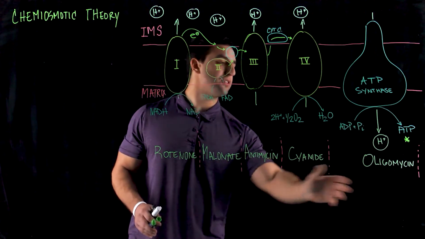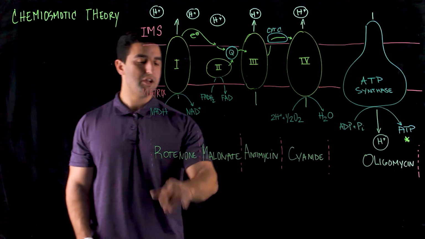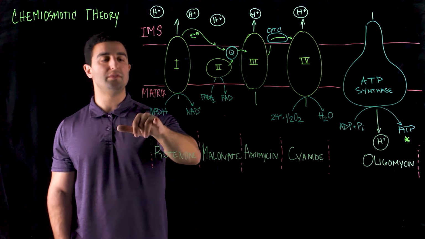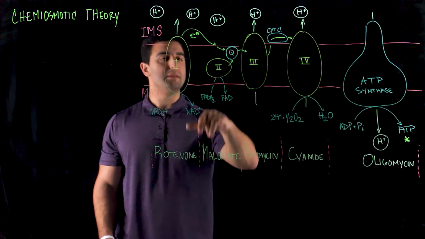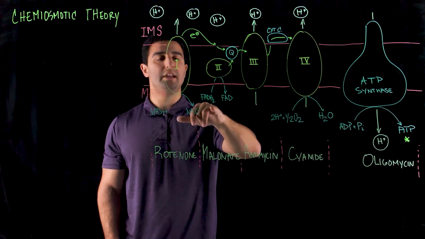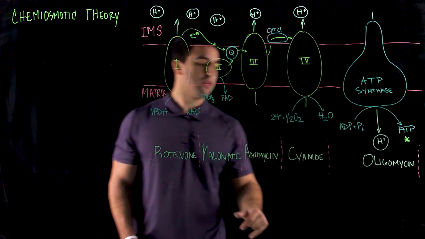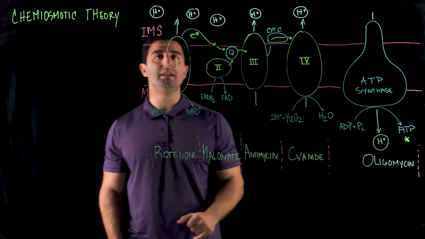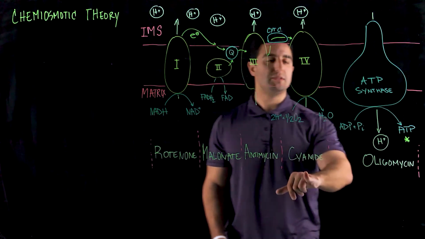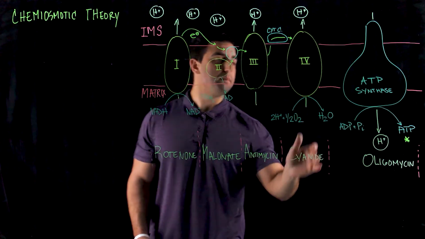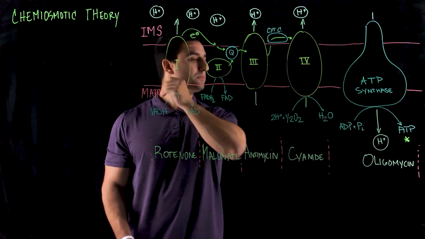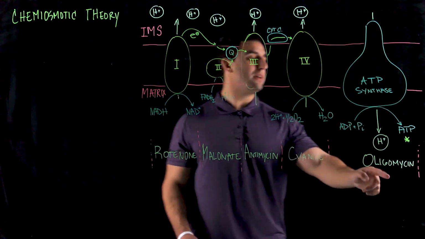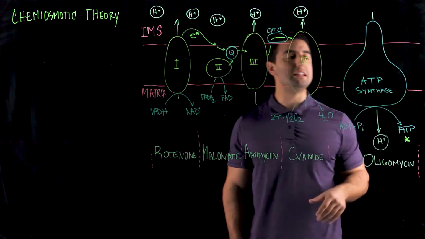Several drugs are actually inhibitors of the different complexes. Rotenone inhibits complex 1, so you do not have the dehydrogenation of NADH. Malonate inhibits complex 2, so there is no dehydrogenation of FADH2. Antimycin prevents the efflux of hydrogen into the intermembrane space. Cyanide, another chemical that you'll see a lot, prevents the formation of water and the efflux of hydrogen into the intermembrane space. And then oligomycin is another chemical used as an inhibitor of ATP synthase.